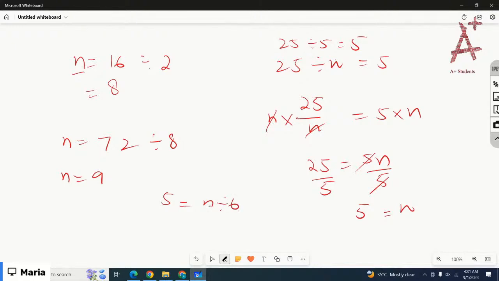Okay, N divided by 6, you can write it like this, right? So opposite to division is multiplication, multiplied both sides by 6. So it would be 6 times 5 is 30. So N equals 30, right?